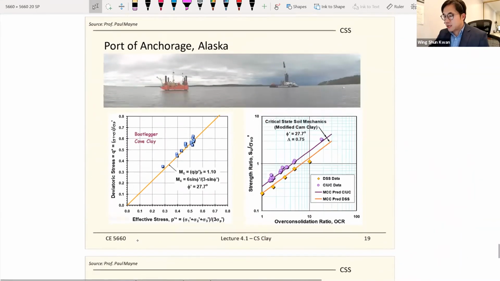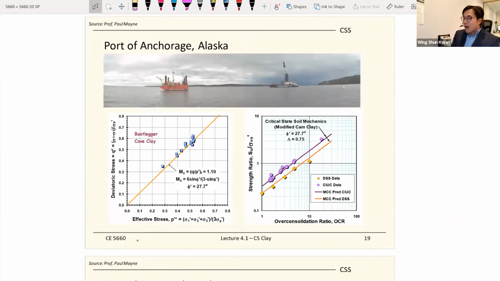And a project like this, like an offshore oil platform, they do have a lot of black money that comes in. So it makes sense they would spend the effort to develop all this critical state framework right there. So here you get the critical state line on the left. You get the p-q, and pretty much the orange line is the critical state line.